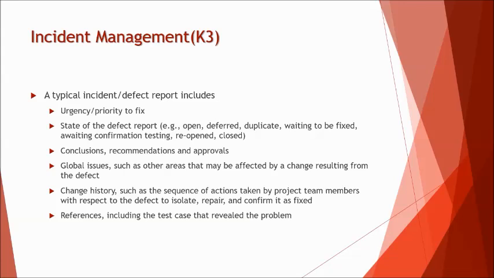The change history, how many modifications have taken place on the defect report, like things were updated, things were modified, so obviously the change history is very important. And the references, including the test cases that reveal the problem. So all the information which was used throughout the process to finally understand the defect, or which helped you do the root cause analysis, or which helped you resolve the defect, would be mentioned as a part of it.